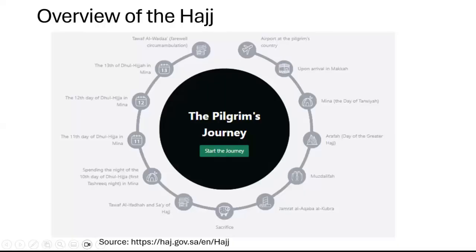This is the Hajj journey. So now we just want to go through this to explain some of the steps. But basically, this is the Hajj journey.